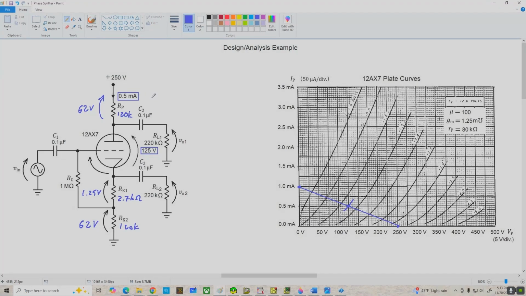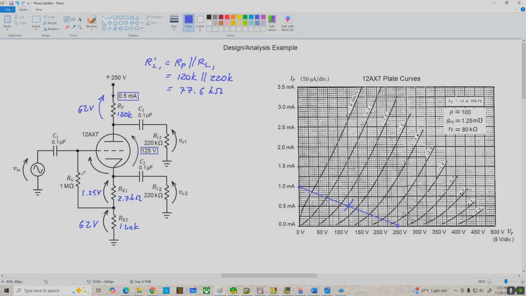All right, I took the last nanosecond or so and cleaned out my workspace here. And the next thing I want to do is determine the AC load line. So let's start by determining the effective AC resistance looking out the plate. We'll call that R prime L1, which is equal to RP in parallel with RL1. That's 120k in parallel with 220k, and that's 77.6k ohms.